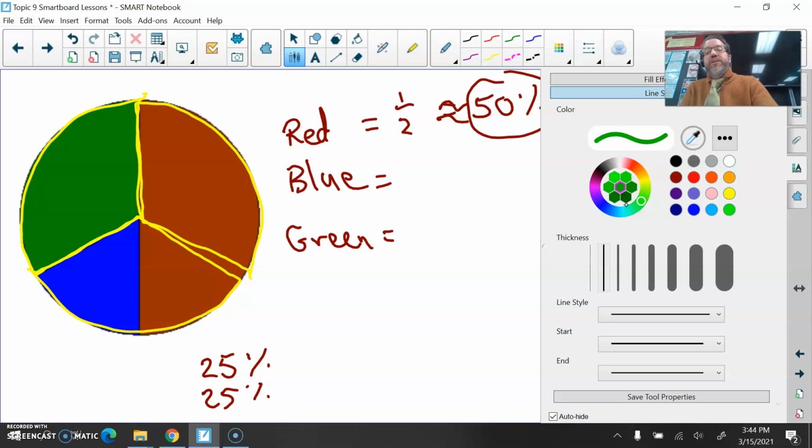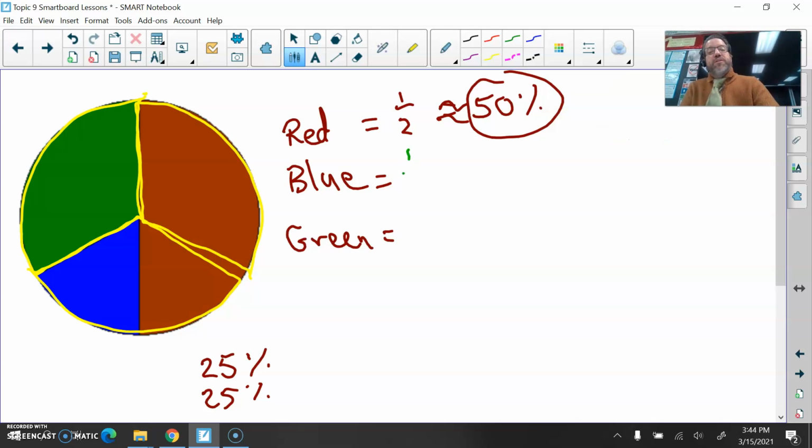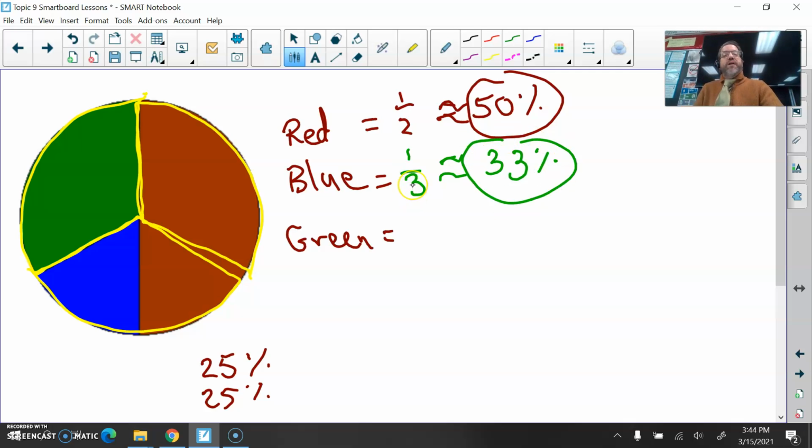I'll just take a green here. That's about 1/3, or approximately 33%. How did I know 33%? Well, you can divide 1 by 3. Anytime you have a fraction, you can make it a decimal by dividing. And 1 divided by 3, if you use a calculator, would equal 0.333333333, or 0.3 repeating. Move the decimal point 2 spaces to the right. It's about 33%.